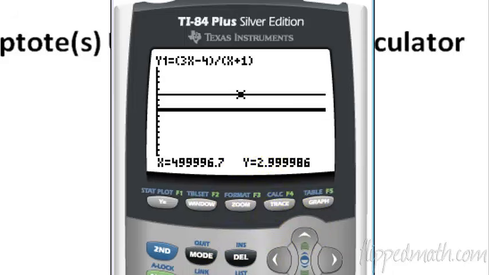Now when I hit trace, you see this? I'm off here at almost 500,000, and so y is 2.999986. That helps you know what the y value is approaching as you go off to the right to infinity. It is approaching a y value of 3. It never actually gets there, but it's getting close.